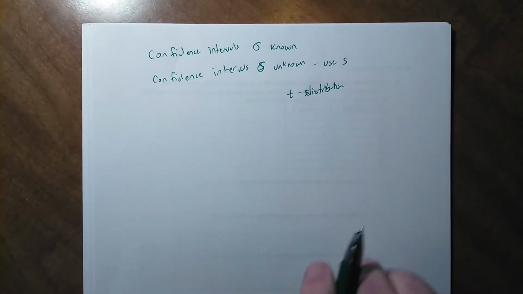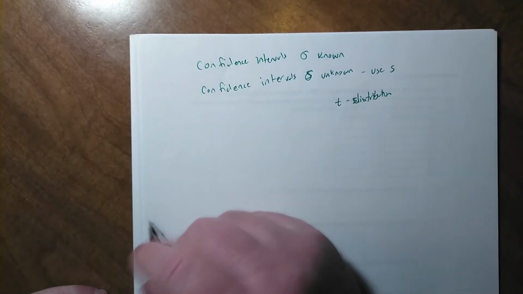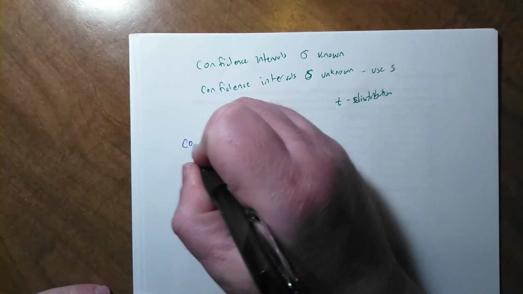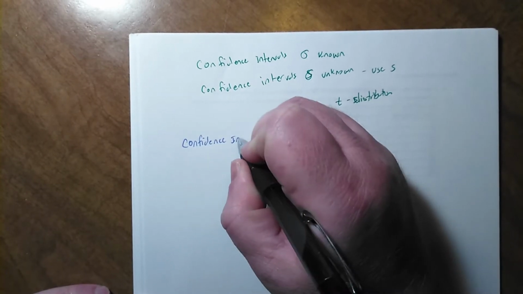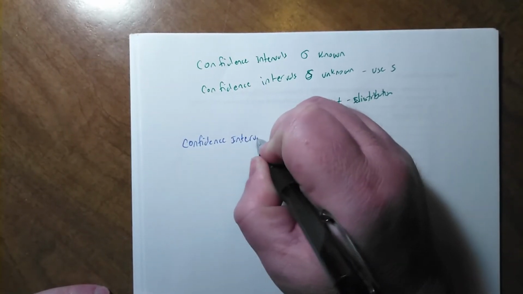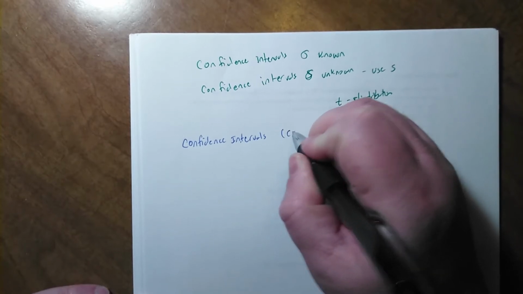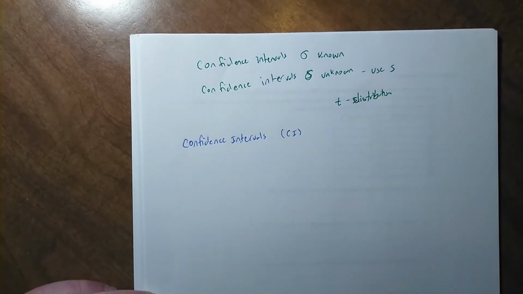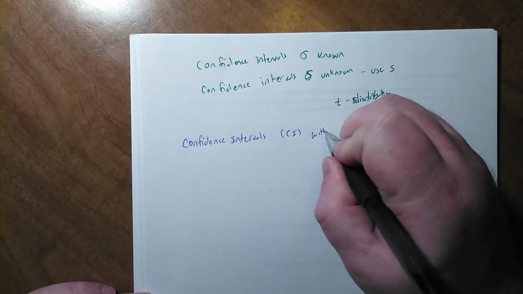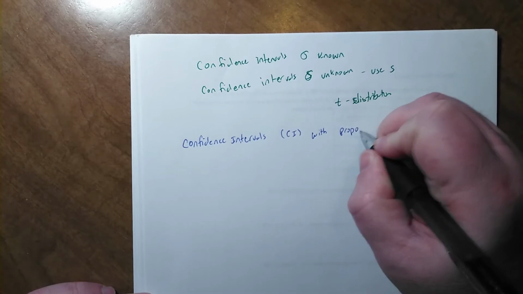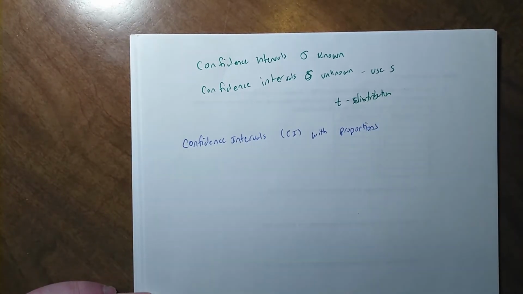All right. Today, we're going to talk about confidence intervals. Okay, I'm going to abbreviate that with a CI from now on, because otherwise, me writing this video is going to be too long. We're going to do confidence intervals with proportions. Okay, so what kind of a problem does that look like?